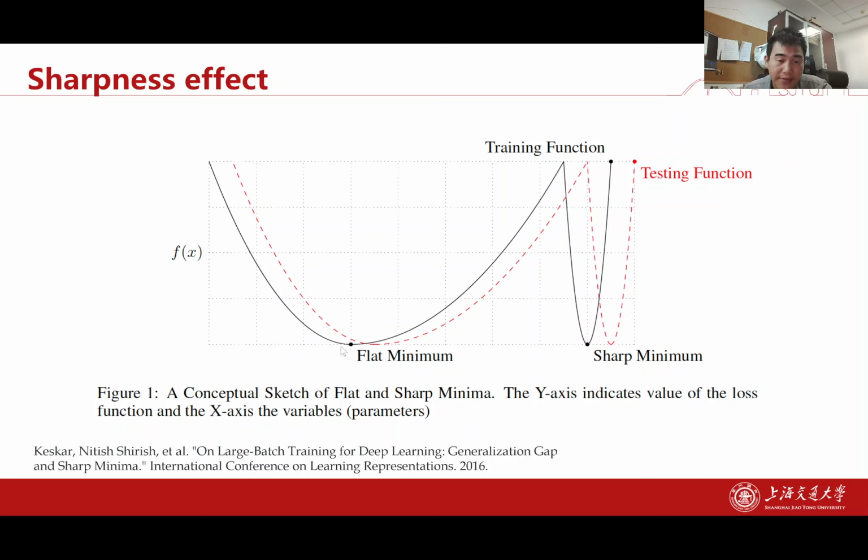But since it is very flat here, the loss on the test data points is also very small. But if the minimization finds this sharp minimum, although there is also not much difference in the parameter space, since it is very sharp here, the test loss here is very, very large. So definitely the generalization for these two parameters is very different. This flat one is very small, but this sharp one is very large.